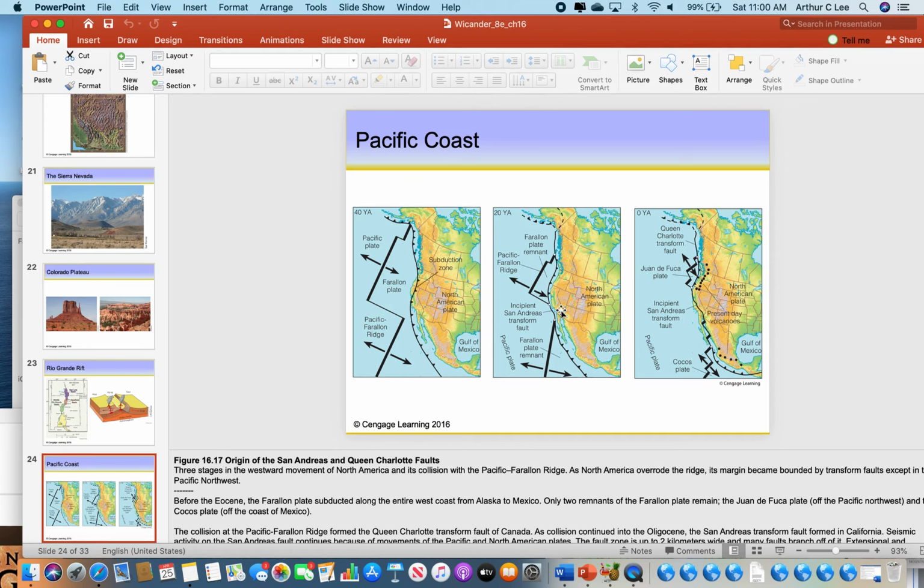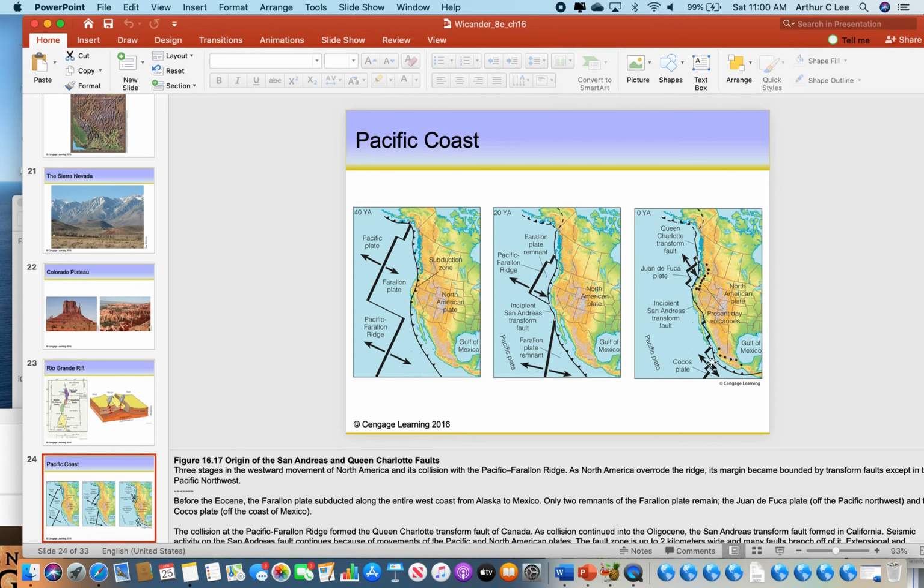and we go to here and you can see that we still have this tiny little bit of plate here. It used to be much bigger over here. And this plate here is called the Juan de Fuca Plate. The Juan de Fuca Plate subducts off of the coast of western Canada, Oregon, Washington, and northern California, producing the Cascade Mountains.